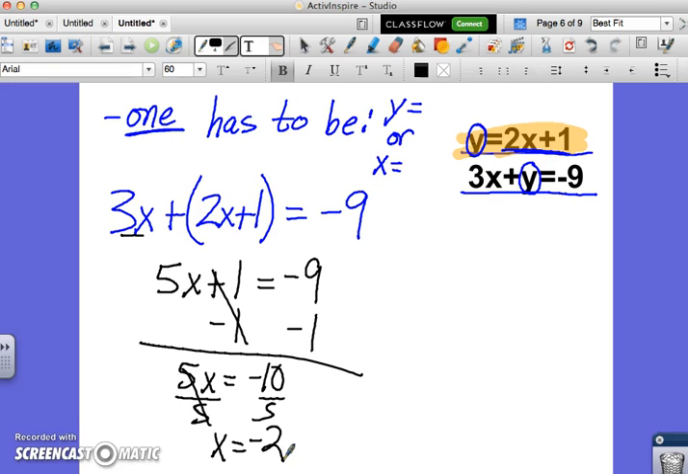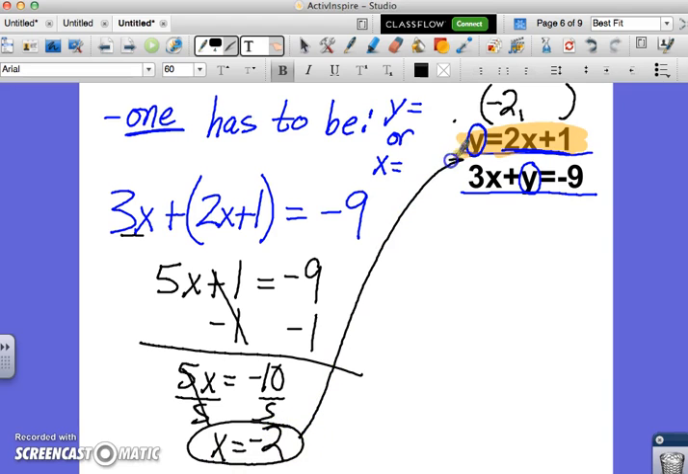That says that in our solution, we know right now that our x value is negative 2. We don't know what the y is yet, but guess what? We're fixing to find out. Because in substitution, once we find one thing, we're going to take it up here and substitute it in.